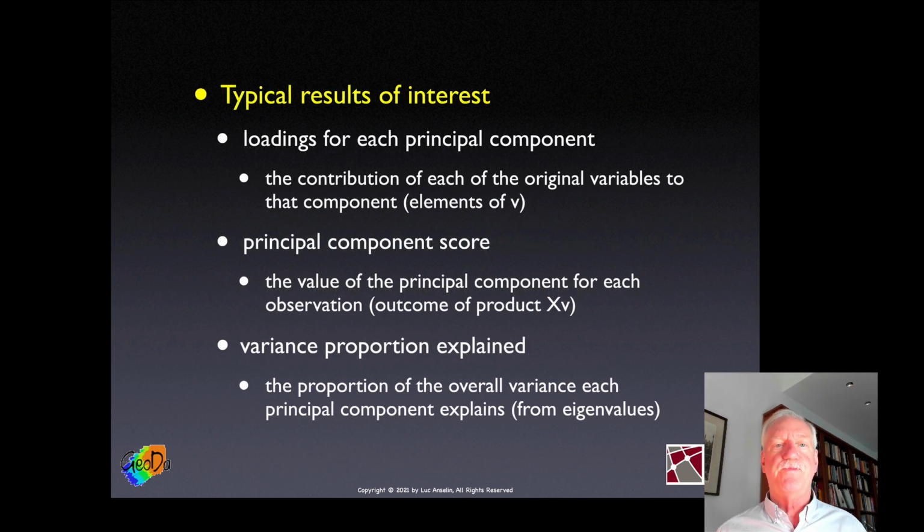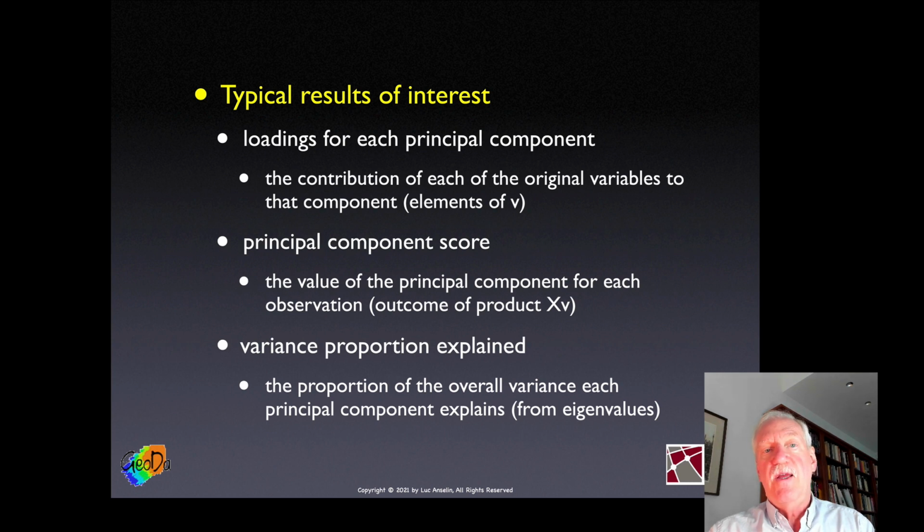Okay, so we now have all the pieces. We have the covariance matrix, we get the eigenvector. What do we do with this stuff? What is the typical result of interest? So first of all, we want to see the loadings for each principal component. In other words, how do the original variables contribute to the computation of the principal component? And those are nothing but the elements of the eigenvector that corresponds with that component.